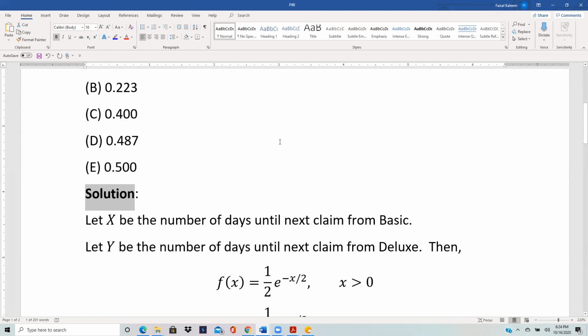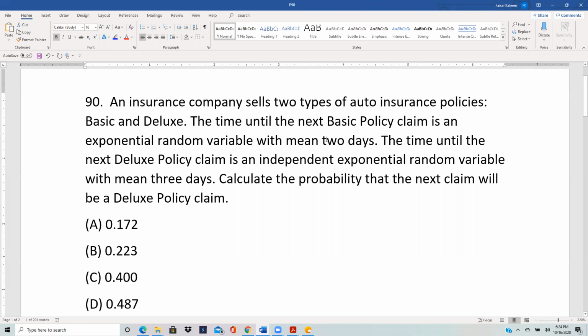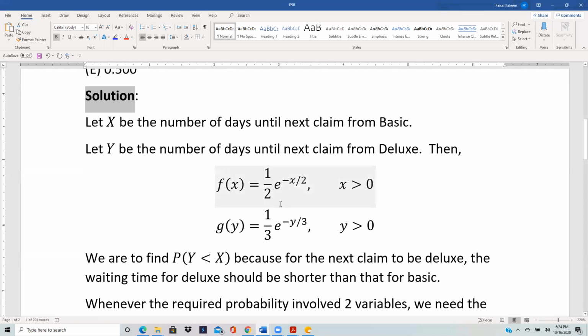Now for X, we know that it's exponential with mean 2, so 2 days. So we're writing the PDF instead of the usual CDF, as you will see why below. And g(y) has the PDF of 1/3 e to the negative y by 3. Remember, exponential is 1 over mean e to the negative x over mean in general.